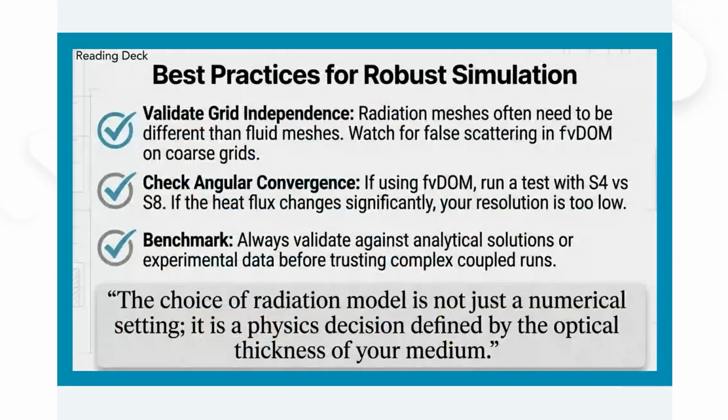Okay, finally, best practices. In the entire webinar, we've not talked about mesh as much, but we must talk about mesh itself. A common mistake is assuming that a mesh designed for fluid flow is automatically good enough for radiation. Radiation meshes often need to be different because if you use the FVDOM model, for example, on a coarse grid, you will encounter false scattering. This is a numerical error where the mesh artificially diffuses your laser beams, making a shadow look quite blurry. So you often need a finer mesh to capture sharp shadows than you do to capture the boundary layer, so to speak.